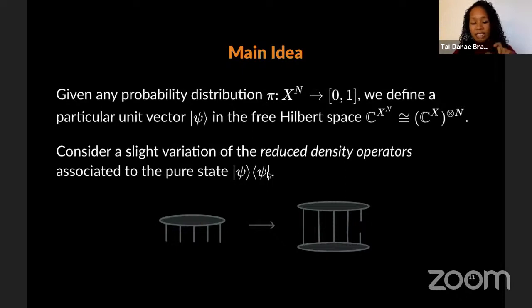Now, I'm going to take a slight modification of the reduced density operators of this pure state. And that slight modification is going to give me operators associated to sequences. So just think, I have a pure quantum state that I've obtained from a classical probability distribution, and the reduced densities of that pure state are going to give me operators associated to expressions in language. That's the roadmap. But now let me tell you, what is this unit vector, and what is this slight variation of reduced densities?